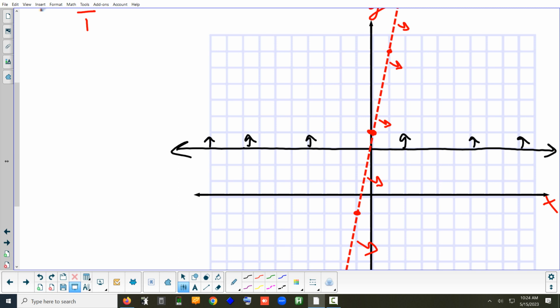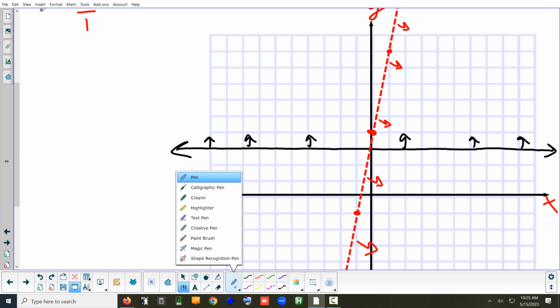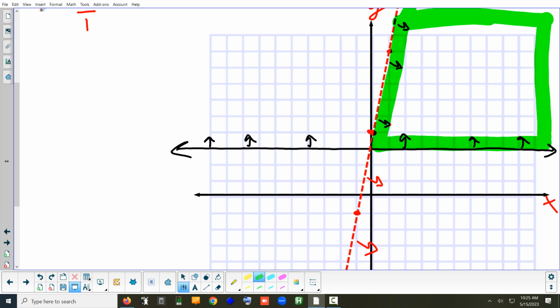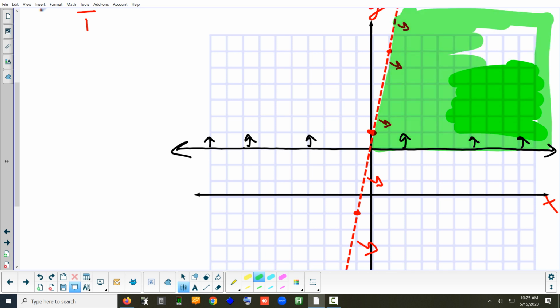Can someone describe to me, where am I above the black, but under the red? Top right. Yeah, it's like in the top right. So if I just use my highlighter, this is the area that's below the red and above the black. All this area right in here. And again, it doesn't have to be perfect, but that's the area where you want to shade.